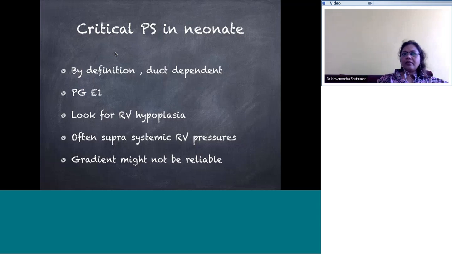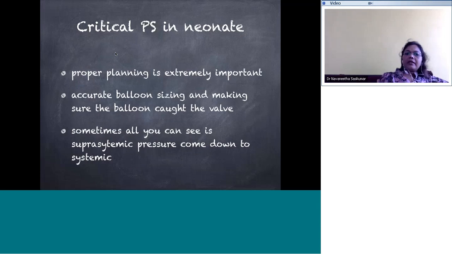And one thing that I would recommend before you decide on dilating these patients is to look for right ventricular hypoplasia on the echocardiogram as well as the angiogram. This helps you as well as your team and the family to be prepared with the post-procedure course of events. Suprasystemic right ventricular pressures are very common in critical PS. And the other important thing is that gradients might not be reliable.